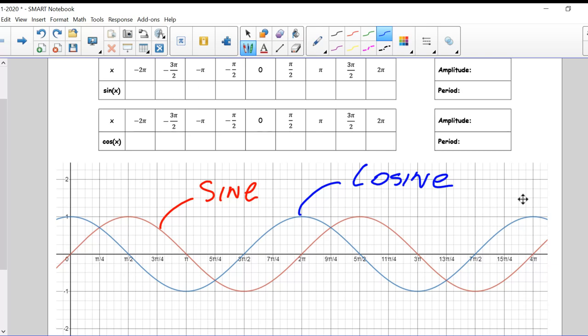So I'm going to put that amplitude right now in this little box here as being 1, right? That's for the sine function. How do we measure that though, right? How does that red line qualify for having an amplitude of 1? Does anybody remember how we calculate that amplitude?